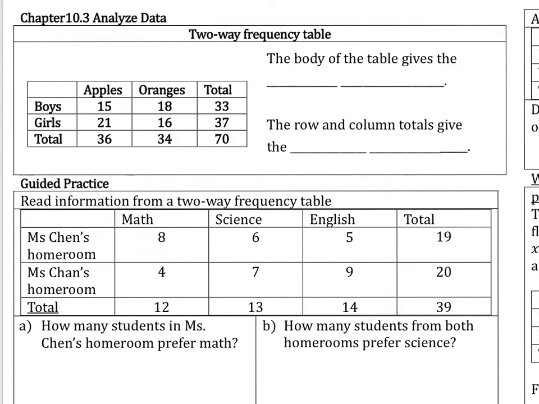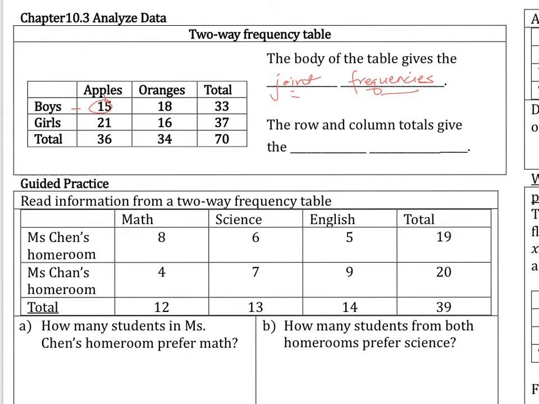10.3, we're going to look at how to analyze data. First, we're going to look at the two-way frequency table. The body of this table gives the joint frequencies. Joint means together, and frequencies means how often an item occurs. So if we look at, for example, boys and apples, they're considered together. Okay, they go together. So there are 15 boys who like apples, so joint.